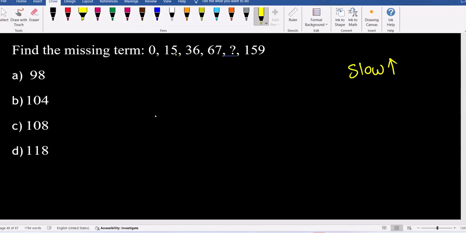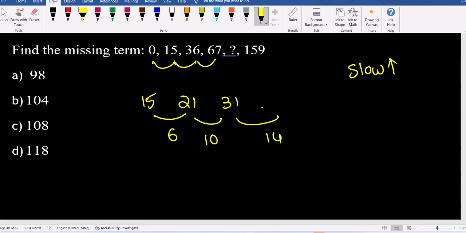Fine. This is a slowly increasing series. We have to take the difference between numbers. Difference is 15, then difference is 21, then difference 31. I have to be careful now. Last time I made a mistake while taking differences. So here 6 gap, 10 gap. Next possibility for 14 gap means 45.